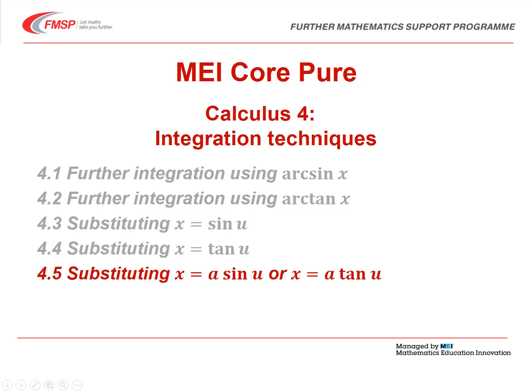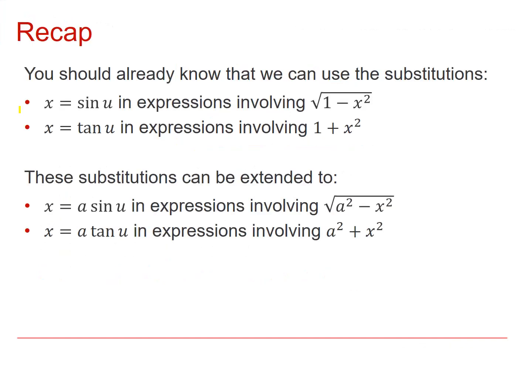This is a video for MEI Core Pure Mathematics, Calculus 4, Integration Techniques, 4.5, Substituting x equals a sine u or x equals a tan u. We've already seen how to use these two substitutions in certain types of integrals. They can be generalized to x equals a sine u for expressions involving the square root of a squared minus x squared, and a tan u for expressions involving a squared plus x squared.